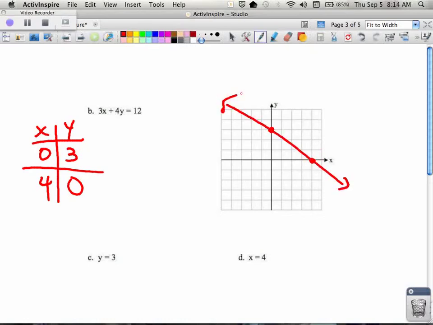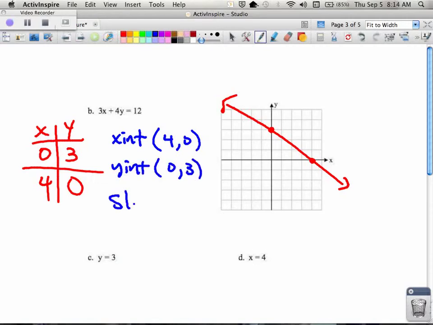And I see that my line is going down again. I'm going to write out what my intercepts are, so I know that my x-intercept is the coordinate 4, 0. I know that my y-intercept is 0, 3. And my slope, since my line is going down, I know it's going to be negative. And then I just put the y value, 3, over the x value, 4, and I'm done.